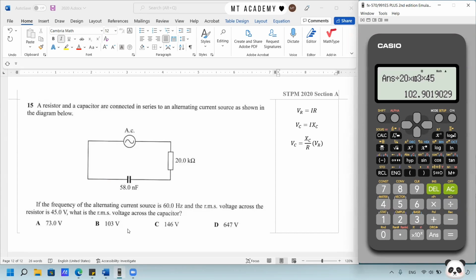So this is how we can solve the AC circuit with the simplest formula. So that's all for the discussion of the STPM 2020 section A.